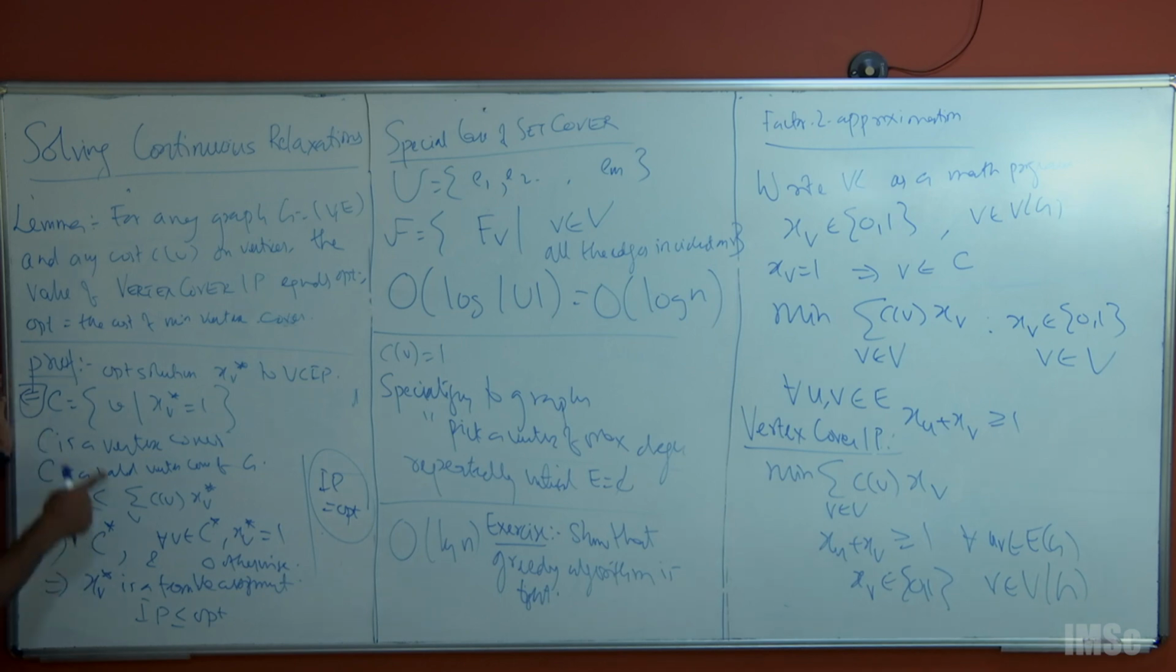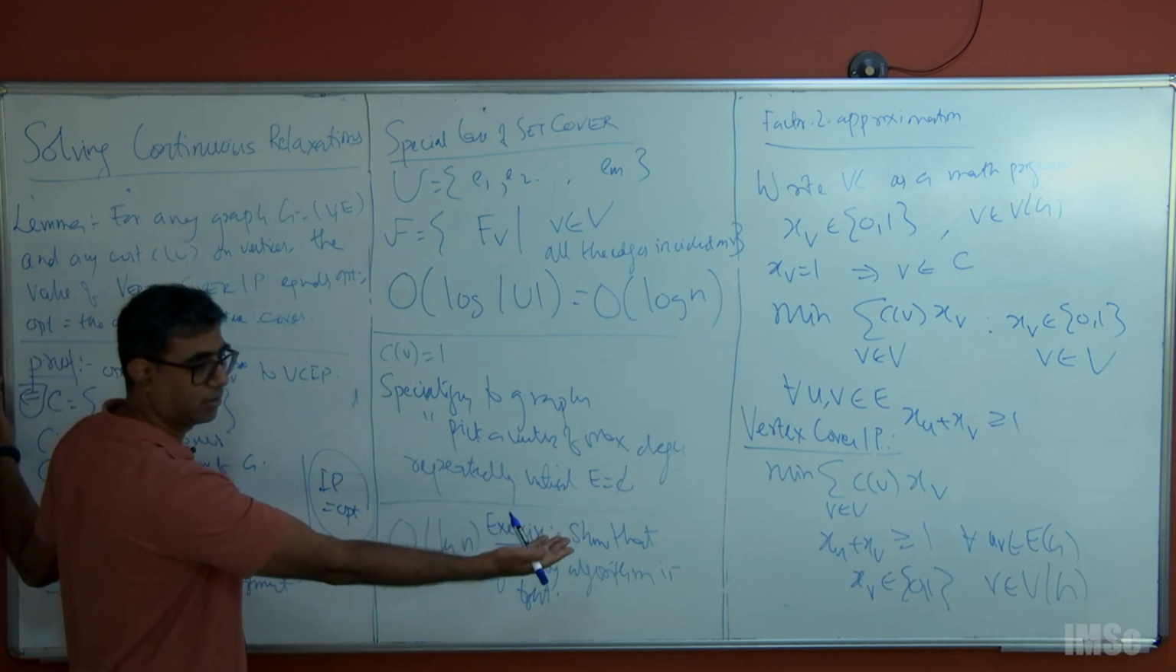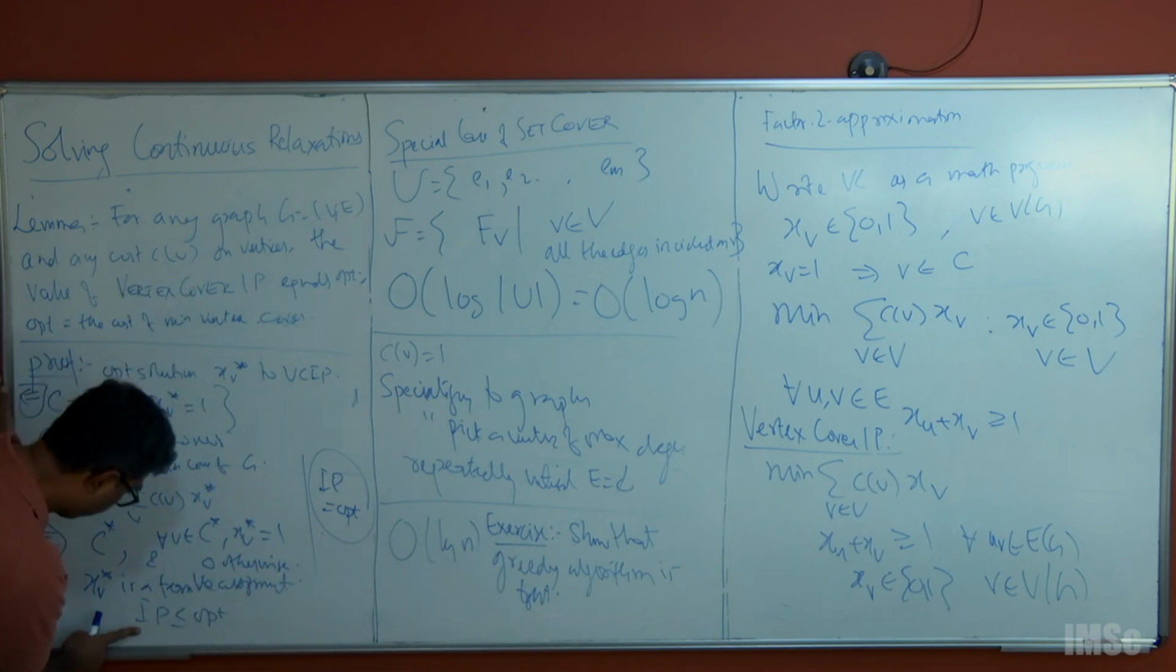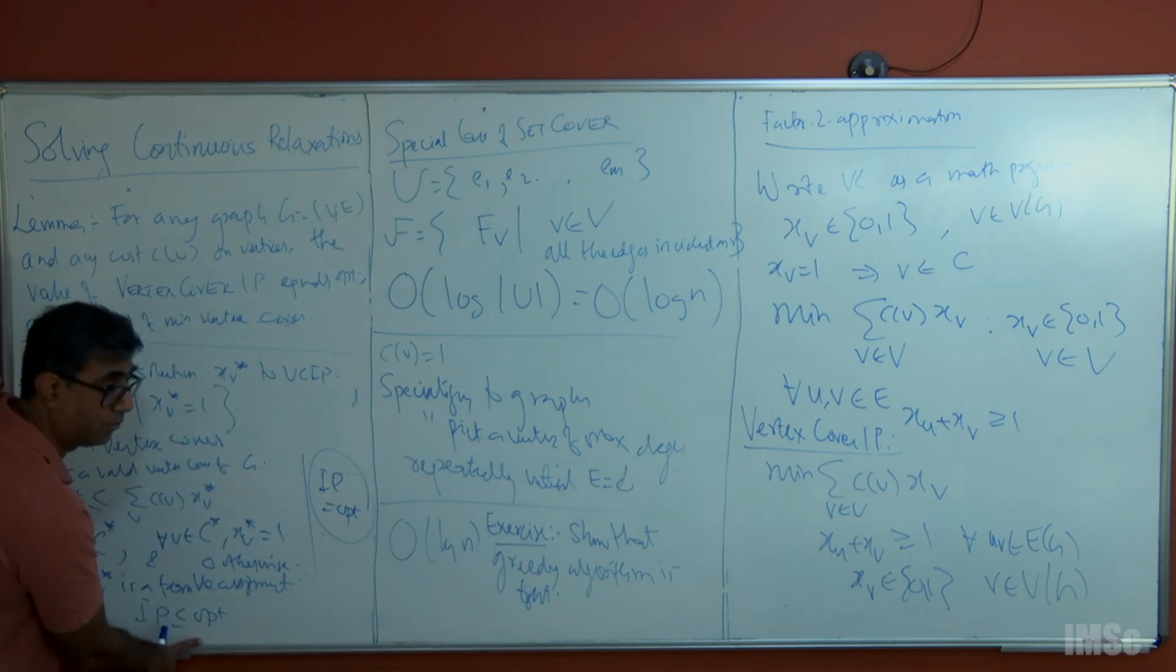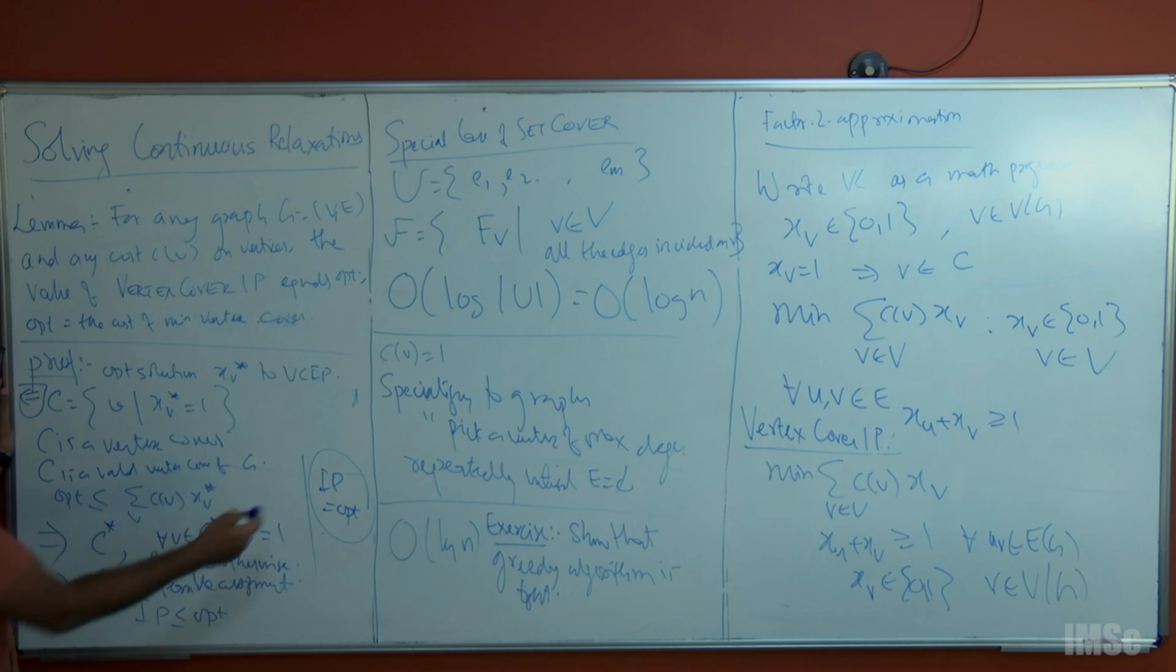Whatever was the opt solution here, if you look at the corresponding thing, that forms a feasible solution of what cost? That cost is exactly equal to opt, right? So, the value of IP is less than or equal to opt. But now that means that equality holds, right? So, what does this tell us?